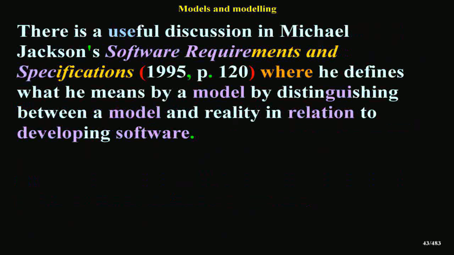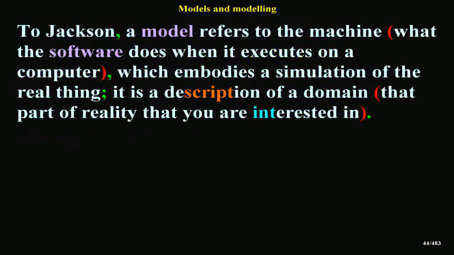120, where he defines what he means by a model by distinguishing between a model and reality in relation to developing software. To Jackson, a model refers to the machine, what the software does when it executes on a computer, which embodies a simulation of the real thing. It is a description of a domain, that part of reality that you are interested in.